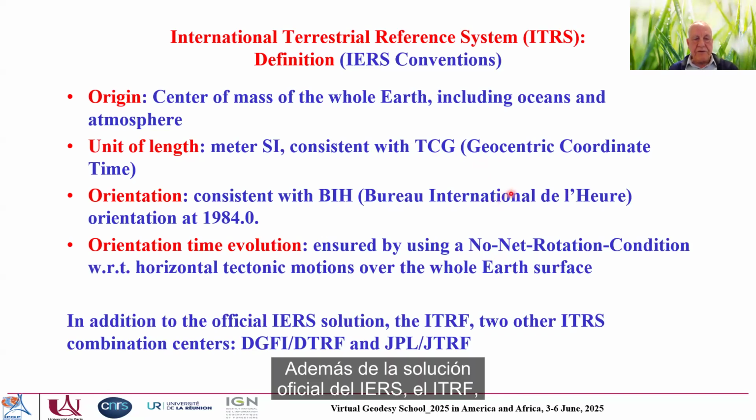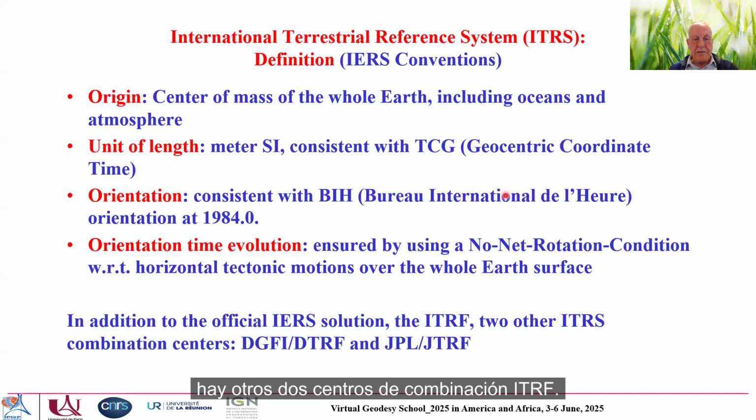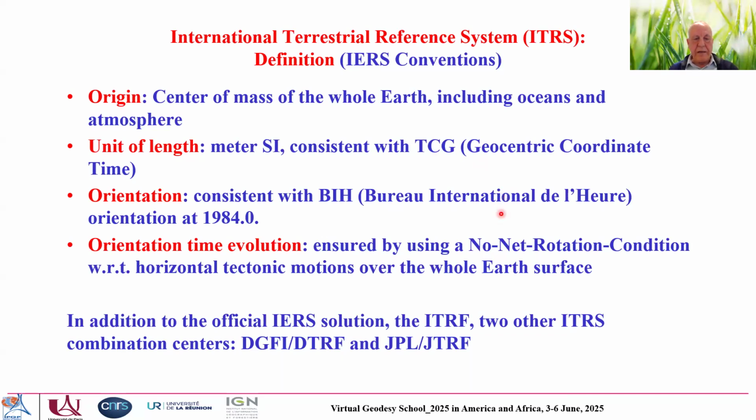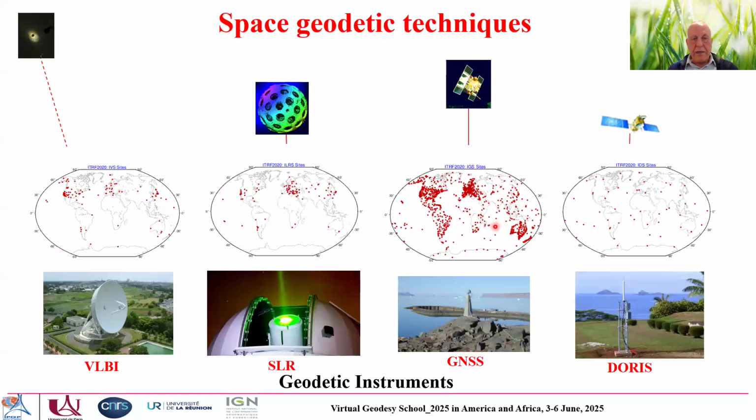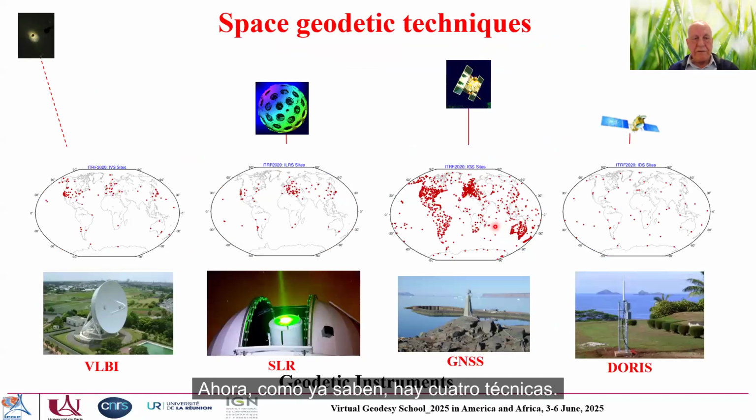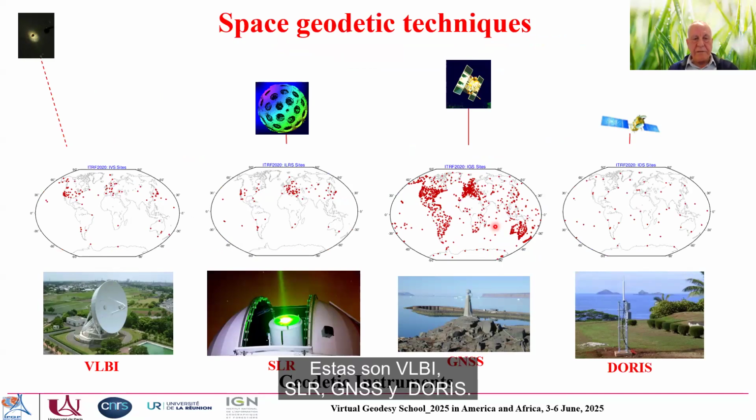In addition to the official IERS solution, the ITRF, there are 2 other ITRF combination centers delivering solutions, such as the DTRF from DGFI and the JTRF from JPL. Now, as you know, there are 4 techniques from space geodesy that contribute to the ITRF. These are the VLBI, SLR, GNSS, and DORIS.